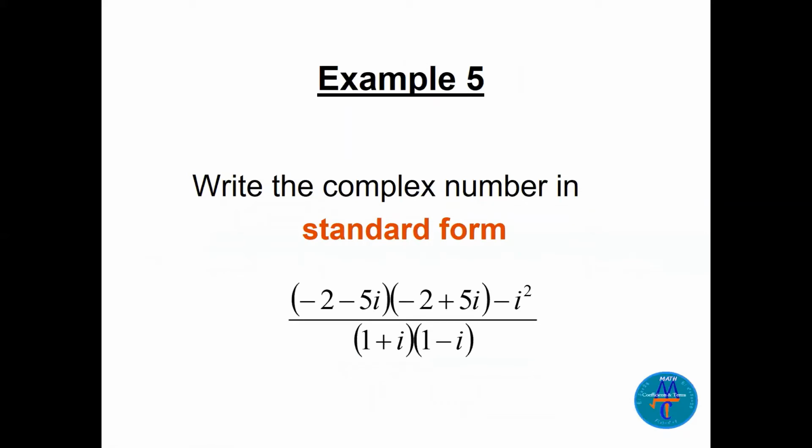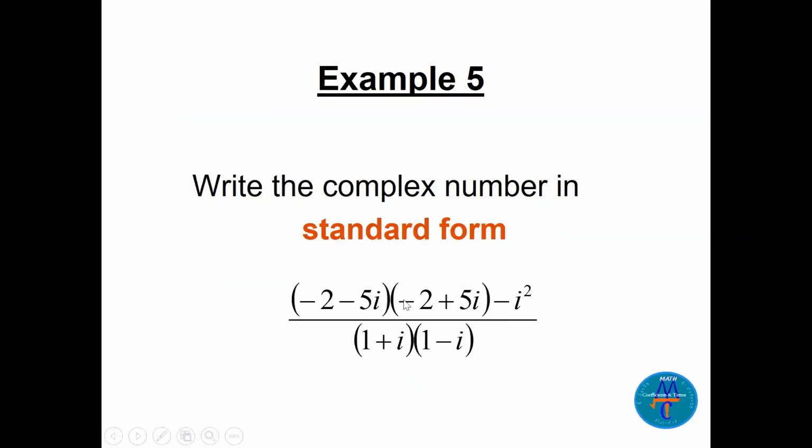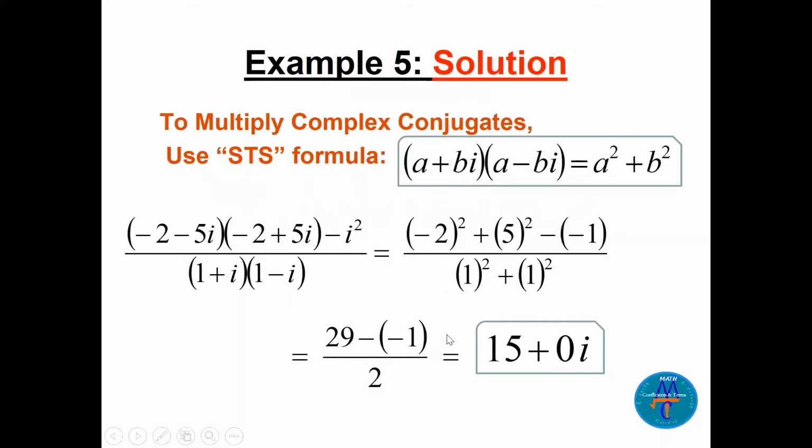Write the complex number in standard form. All this big complex number. When you have multiplication, you have to multiply up and multiply down. Now, we know i squared is minus 1, so minus 1, this is plus 1. Now let's look here. Are these conjugates, the same as this formula here? You have to check. Minus 2 is real and real. Minus 5i, plus 5i, yes, conjugates. Are these conjugates? 1 plus i, 1 minus i, yes, conjugates. So apply STS here, apply STS down.